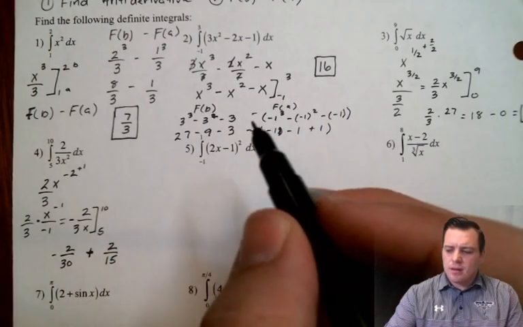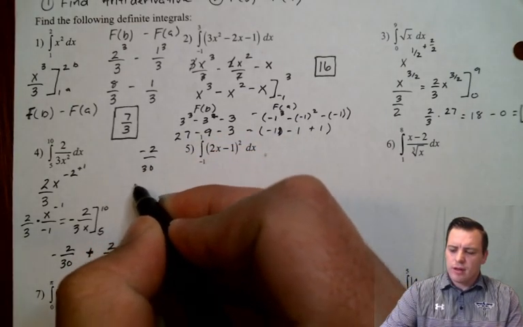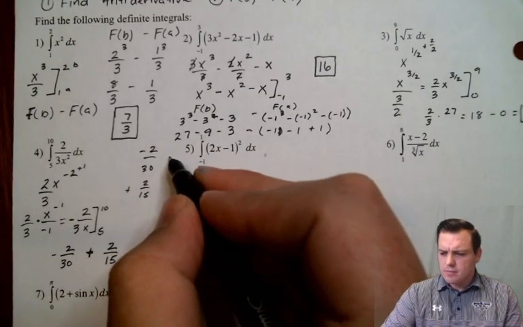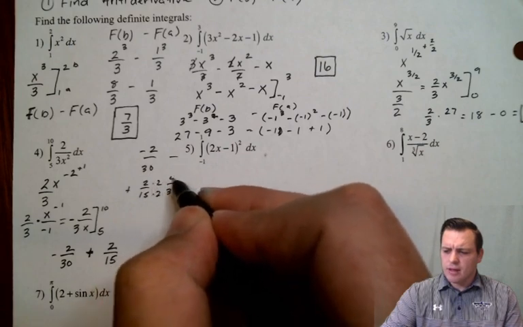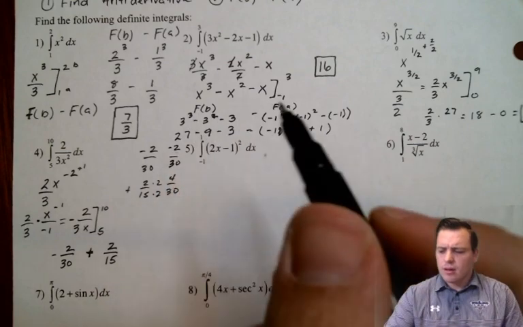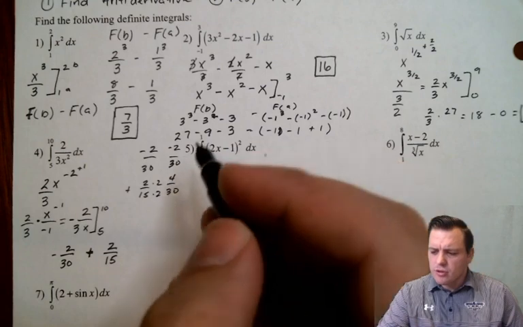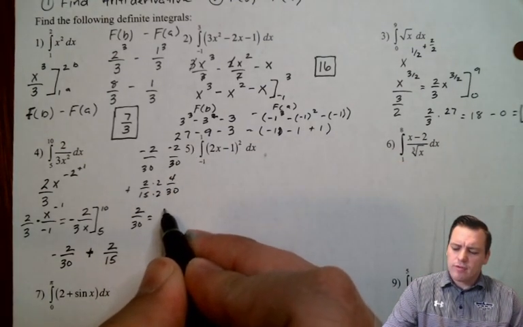Then, if we set this up, negative 2 over 30 plus 2 over 15, we would make that go to 30, which is doubling that. So that would be negative 2 over 30, plus 4 over 30. Negative 2 plus 4 would be 2 over 30, which is 1/15.